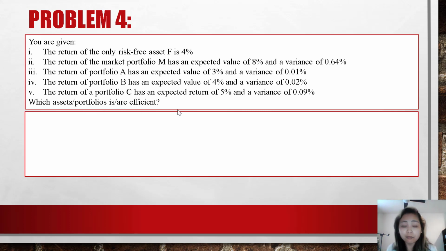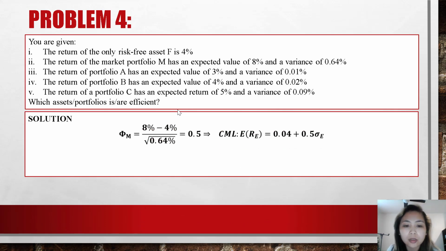So, remember, in order to verify whether the assets or portfolios are efficient, we have to figure out whether they lie on the capital market line. So, the first step of all, construct the capital market line and then use it to judge these three portfolios. Here the risk-free asset is given. The market portfolio M has its expected value and variance given. So let's write out the equation of the capital market line.